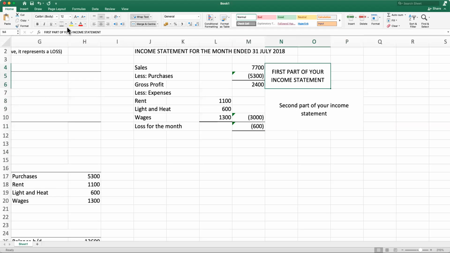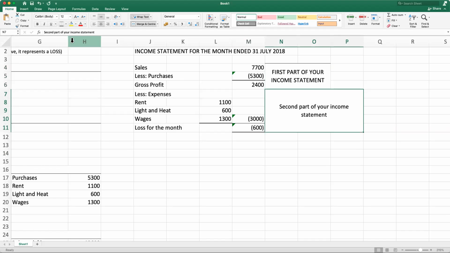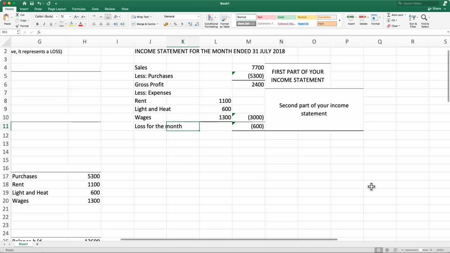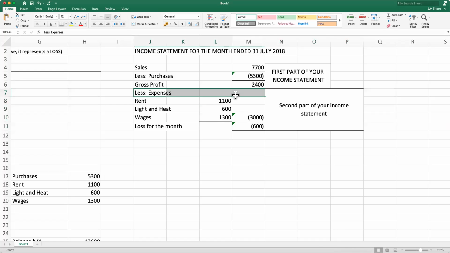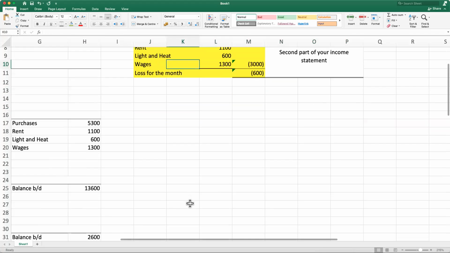Okay, so first part is here. Second part is here. The second part involves from expenses onwards. First part is here. Okay, done. So loss for the month.